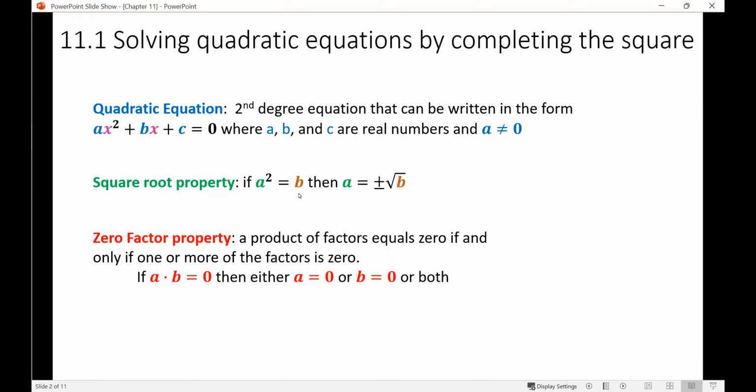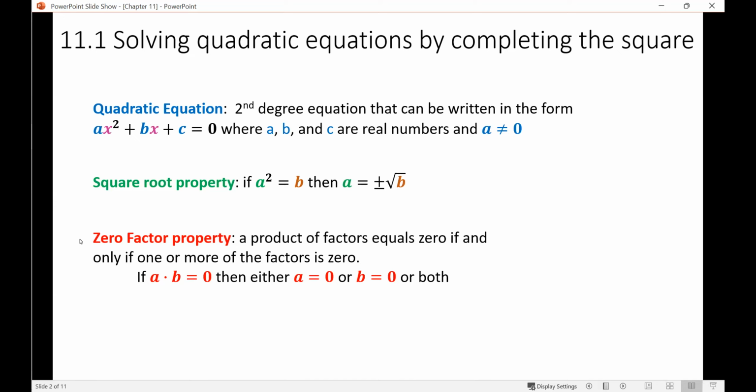What that really allows us to do is, when we get into this situation where something squared equals something else, we take the square root of both sides, but don't forget to add in the possibility for it to be a plus or minus, because this squaring makes whatever a is automatically positive. So that's the square root property.